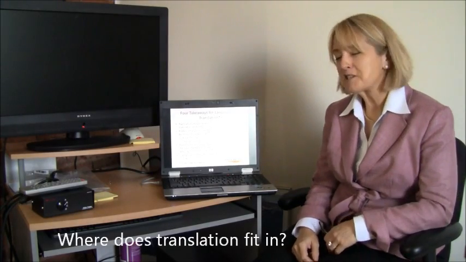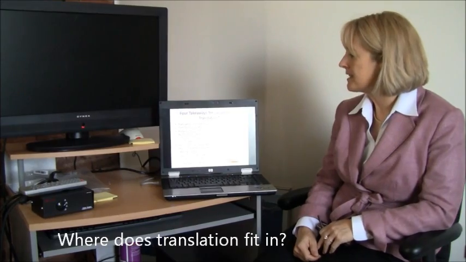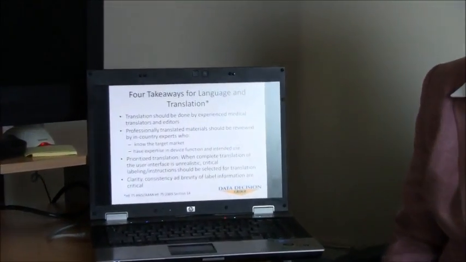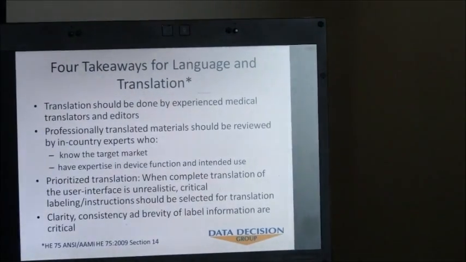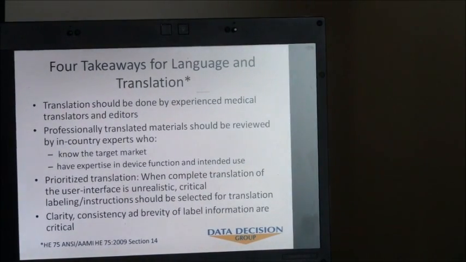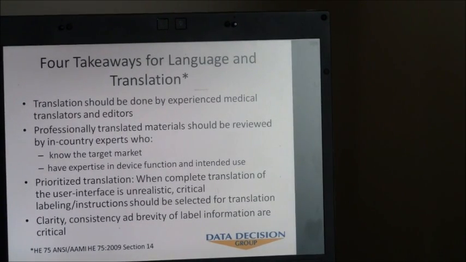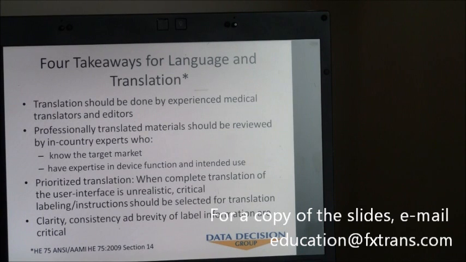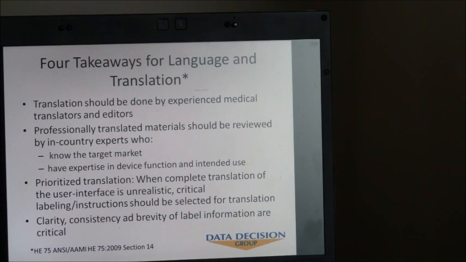Well, there are also four takeaways for language and translation. Translation should always be done, and it says this very clearly in HE75, by experienced medical translators and editors. Professionally translated materials should be reviewed by an in-country expert who meets two requirements. They know the target market, and they understand the intended use of the device.